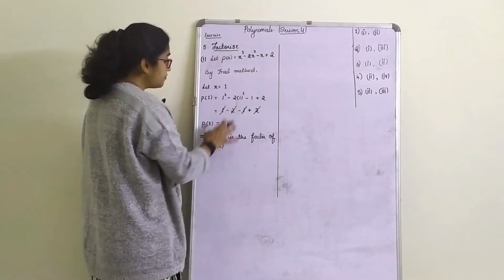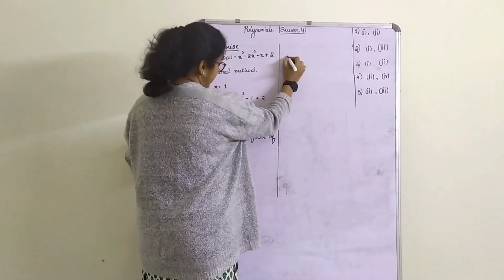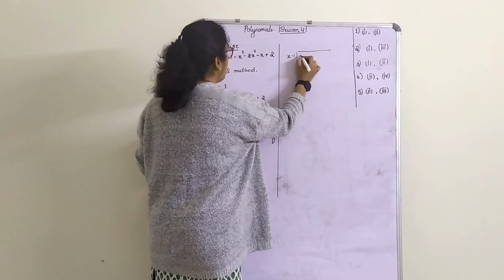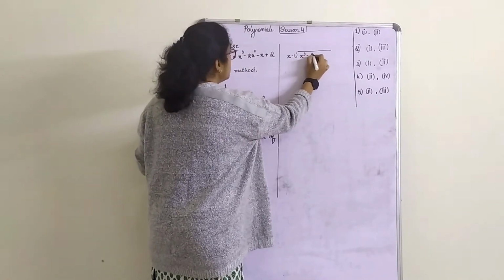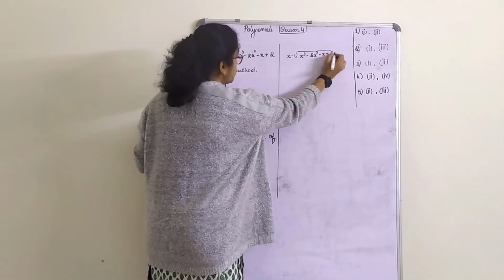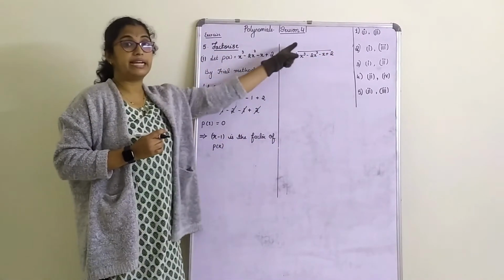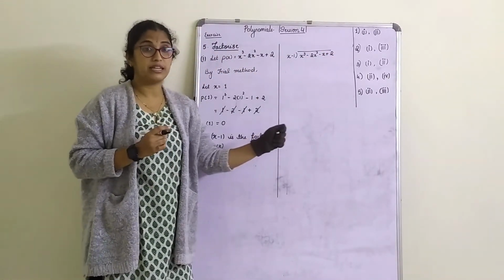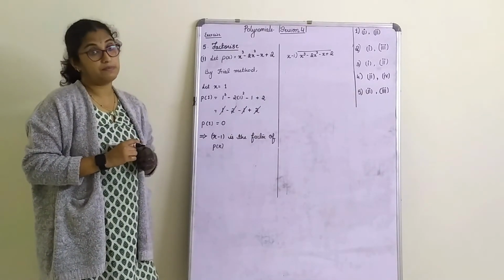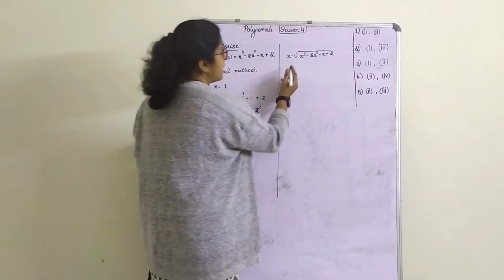So this was the first step. The second step is to divide the given polynomial x cube minus 2x square minus x plus 2 by x minus 1 using long division. What should be the remainder when I divide this? It has to be 0 because x minus 1 is a factor of the given polynomial. So let's start with the division.